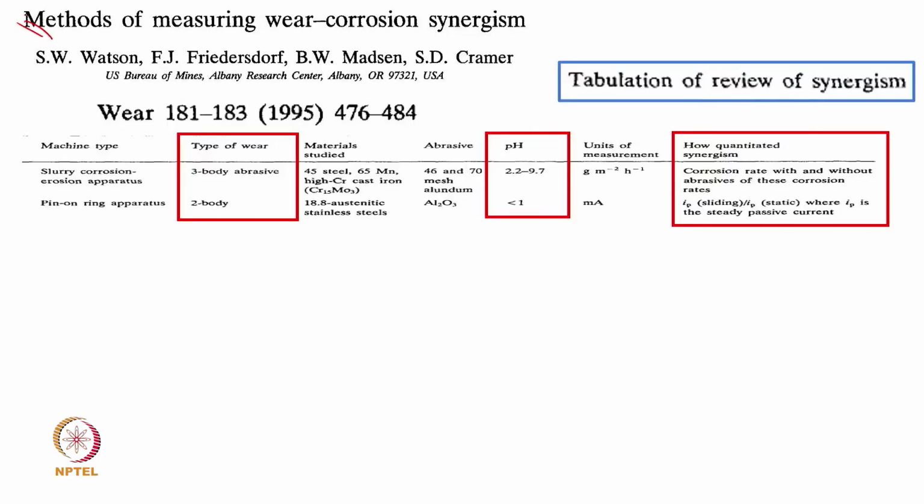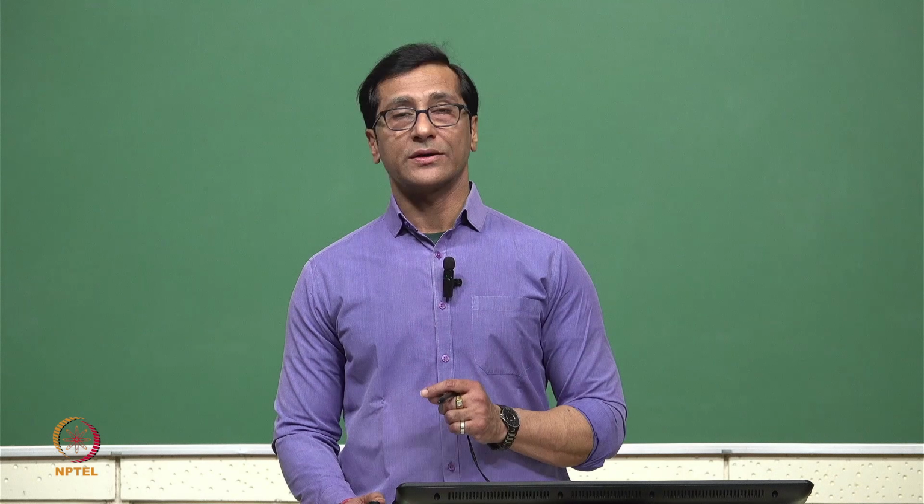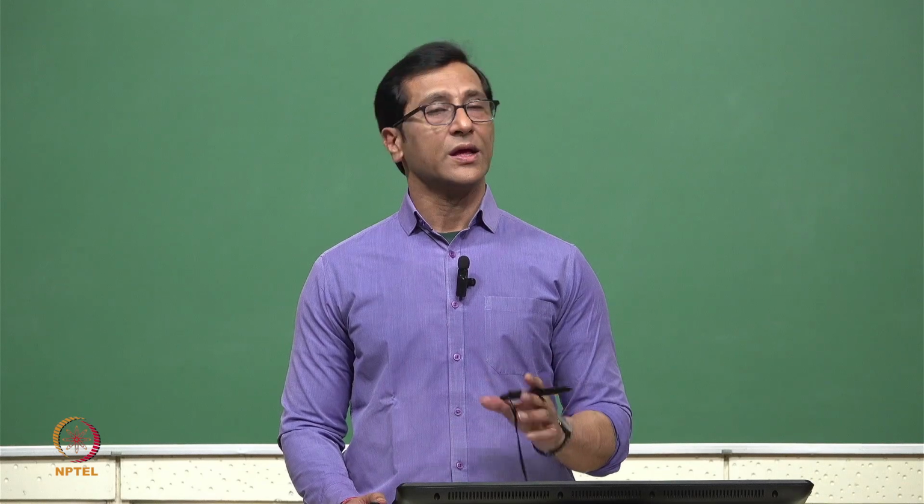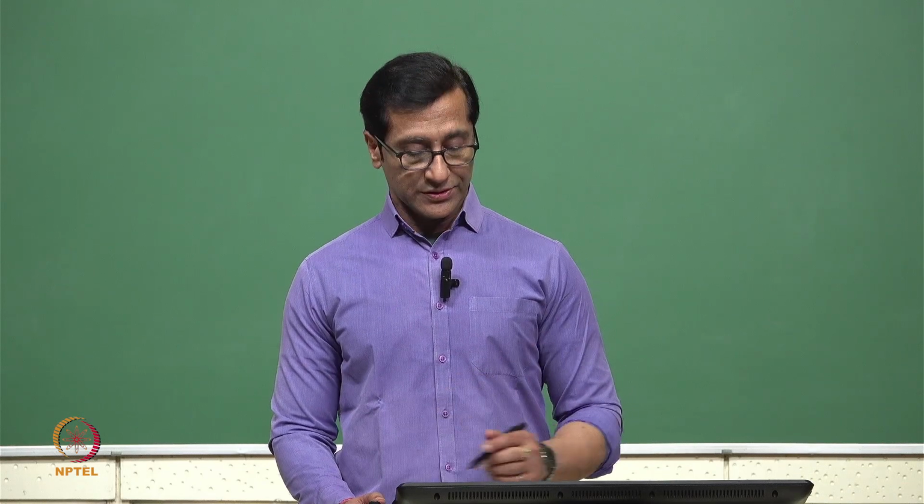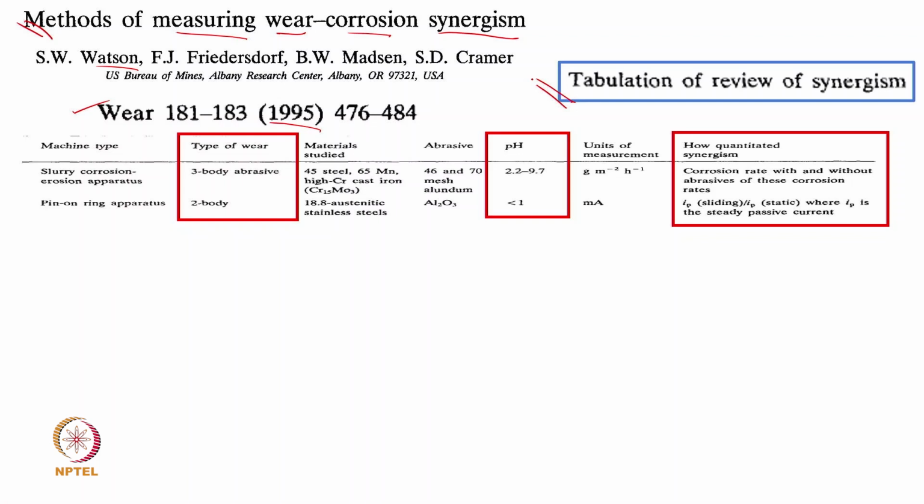So we did a literature review, and this method is from Watson et al. The paper was published in 1995 in the Wear journal. You can see here that the topic of the paper itself is measuring wear-corrosion synergism. So they are trying to figure out how wear assists corrosion, how corrosion assists wear, and what is the synergy between these. We have picked a few lines from a table they have provided in this paper.